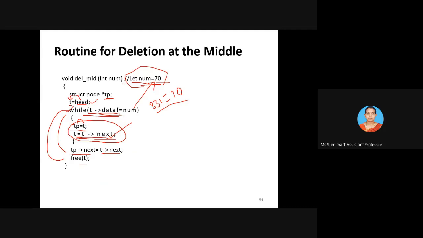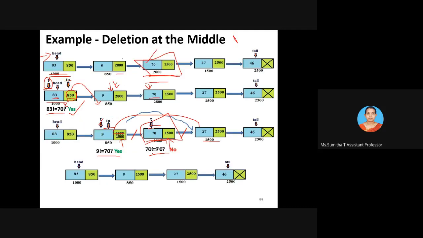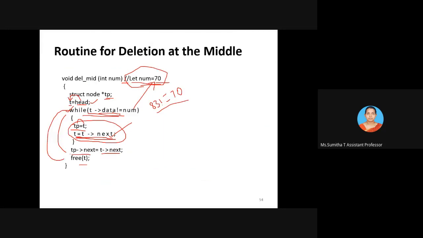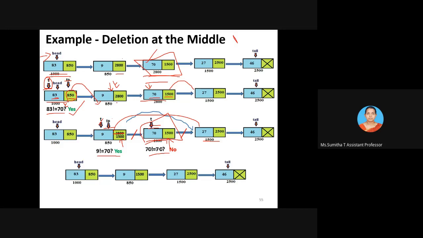Now t is assigned to the third node, tp is in the second node, and t of next is the address of the fourth node. This is assigned to TP of next. The second node is named as TP and the third node is named as T. So the address of the T node's next is assigned to TP of next, and the 2800 is replaced by 1500.